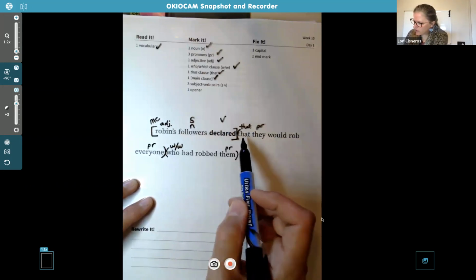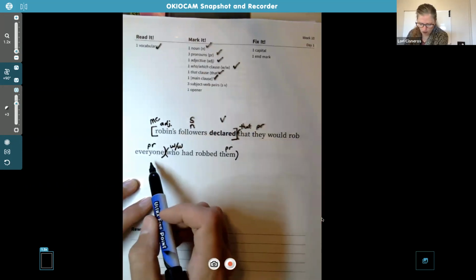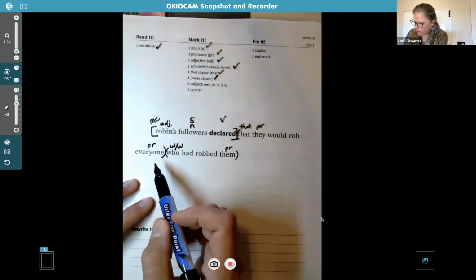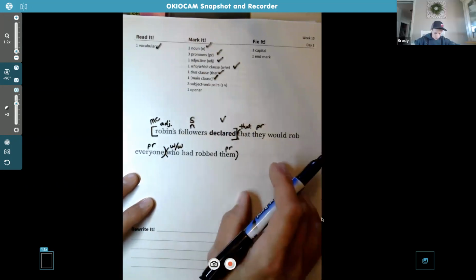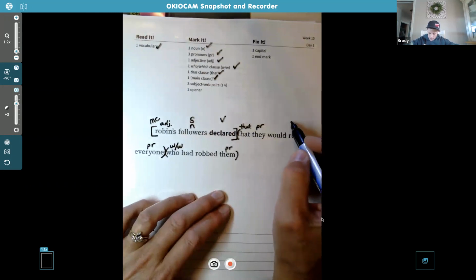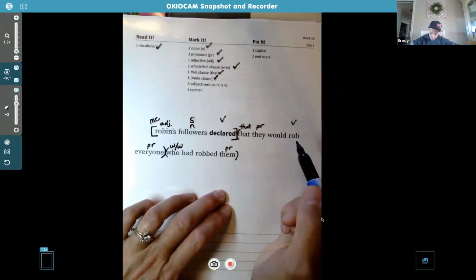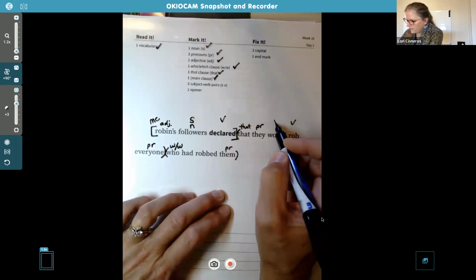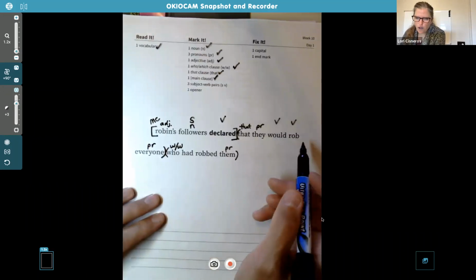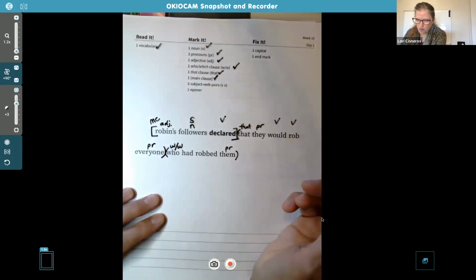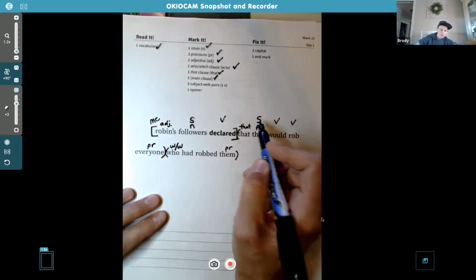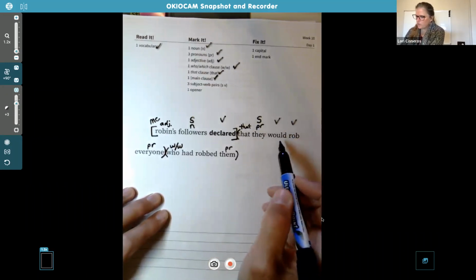Now, Brody, we're going to look at the that phrase. The that phrase is that they would rob everyone. So let's start with the verbs. What verbs do you see? There's more than one in here. Rob. Yes. And would. Yes, correct. It's a helping verb. So would rob. So we got the two verbs right here. And what is the subject? Who is it that is robbing? They. Correct. So that becomes the subject. Good job. So we got they would rob.